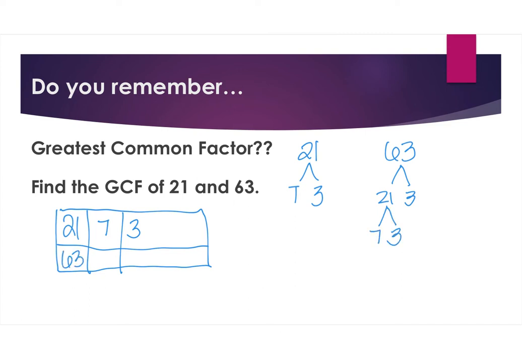So those are prime. So we have 3, 3, and 7. So now we determine the factors in common. So the 3's are in common and the 7's are in common. So that means our GCF is 3 times 7, which equals 21.